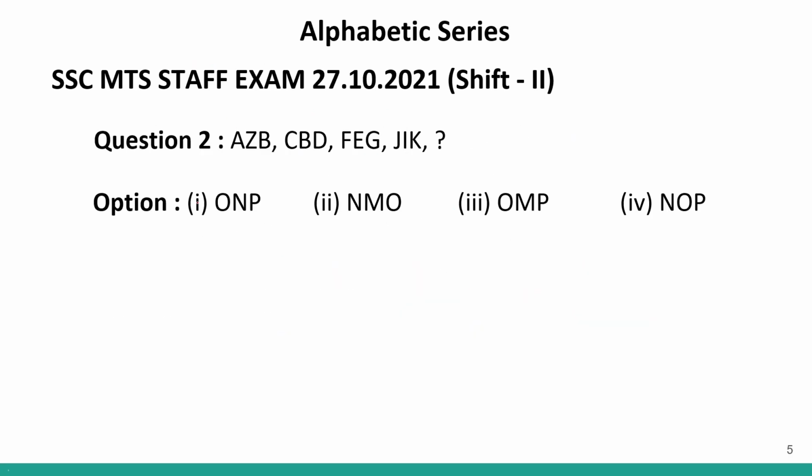Moving on to the next question, question number 2. I will use the same approach. First letters A, C, F and J. From A we go to C, then F and then J. So A is 1, C is 3, F is 6 and J is 10.